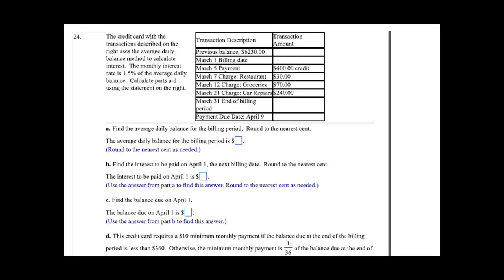Okay, let's look at number 24. So 24 gives us a credit card bill, essentially, and we need to go through and first find the average daily balance. Well, to do that, I find it useful to add two columns. So let's look at the number of days for each balance and the actual balance on those days.